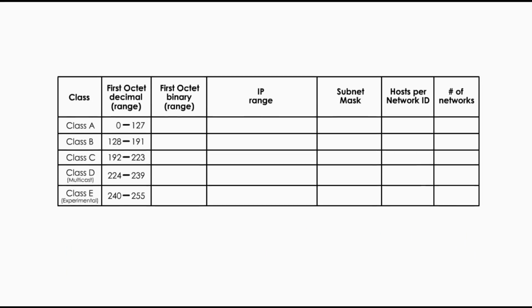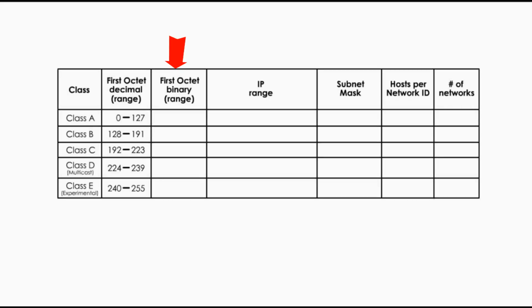Let's move to the third column, the first octet in binary format. Keep in mind, binary and decimal are only 2 different expressions of exactly the same thing. And if you already know the conversion between them, the following expressions will not be so difficult. For Class A, the first bit is always 0. The other 7 bits are any combination of zeros and ones. For Class B, the first 2 bits, 1, 0, are fixed. The other 6 bits are any combination of zeros and ones.